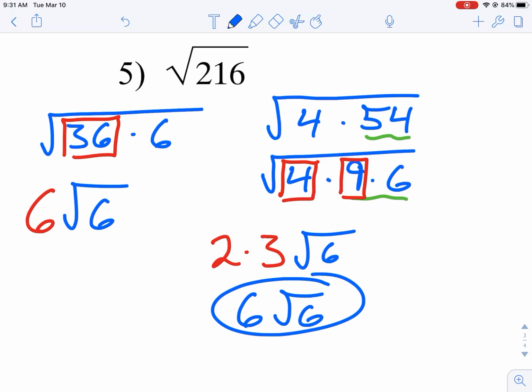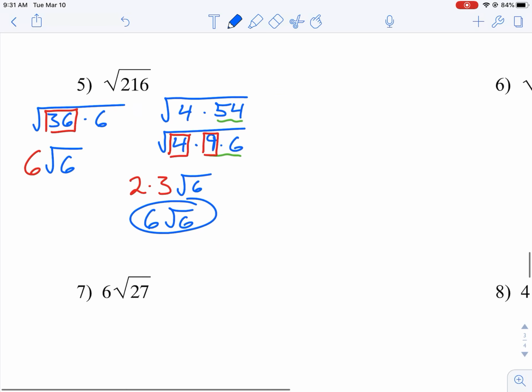You can still get there even if you don't know what the exact 36 times 6 gives you 216. Even if you broke it down by 2s, theoretically you could get there. It's going to take you a little bit longer though, so try to know your perfect squares multiplication.